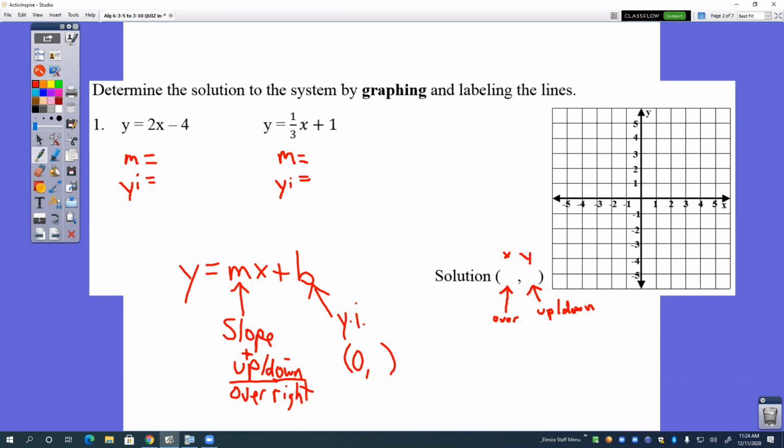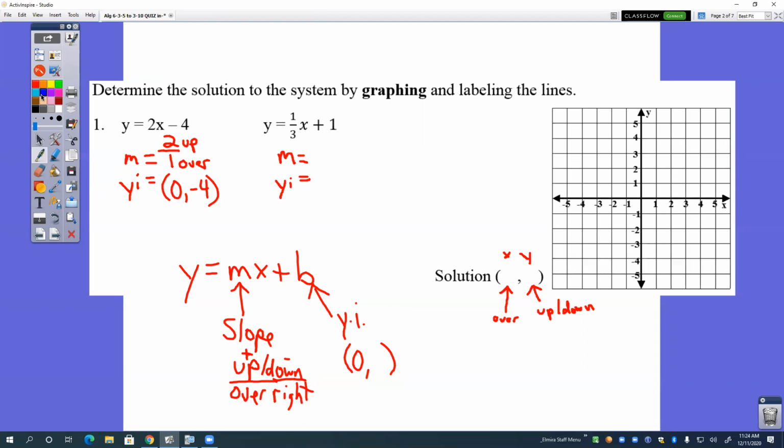So when we take a look at this first equation, we have y equals 2x minus 4. 2 is your slope. Now, I'm going to write that as a fraction. So I have 2 over 1. Anytime you just have an integer all by itself, it's really over 1. So this really means that you're going up 2 over 1. Your y-intercept is 0, comma, whatever your plus or minus is. So it's a minus 4, so this is going to be a negative 4.